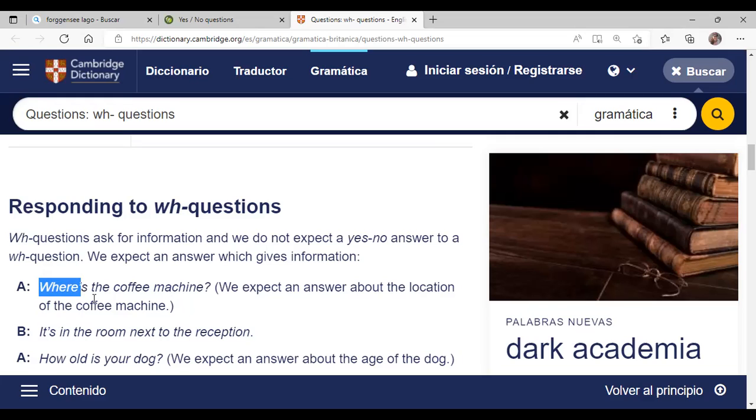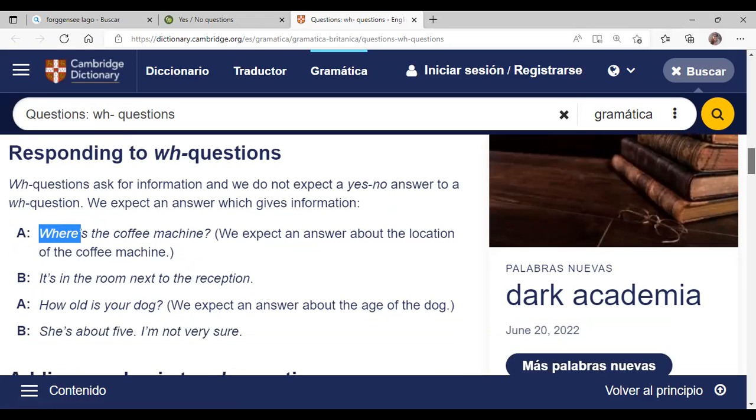Where is the coffee machine? Well, we can say it's by the entrance. Or it's in the room next to the reception.